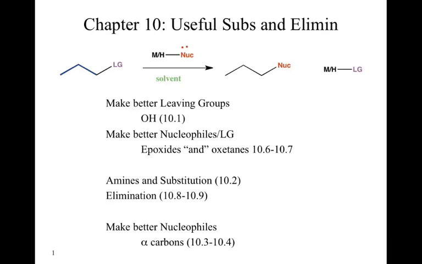I have it organized according to what you see there. So at first we'll talk about better leaving groups within the context of oxygen as an element within your structure, and then within that same token, oxygen is a better nucleophile with epoxides, and the oxetanes we'll leave for you to look at in the textbook, but those are the relevant sections. After that we'll talk about amines, so now shifting to nitrogen and how that can be used for substitution reactions, as well as looking at elimination reactions.